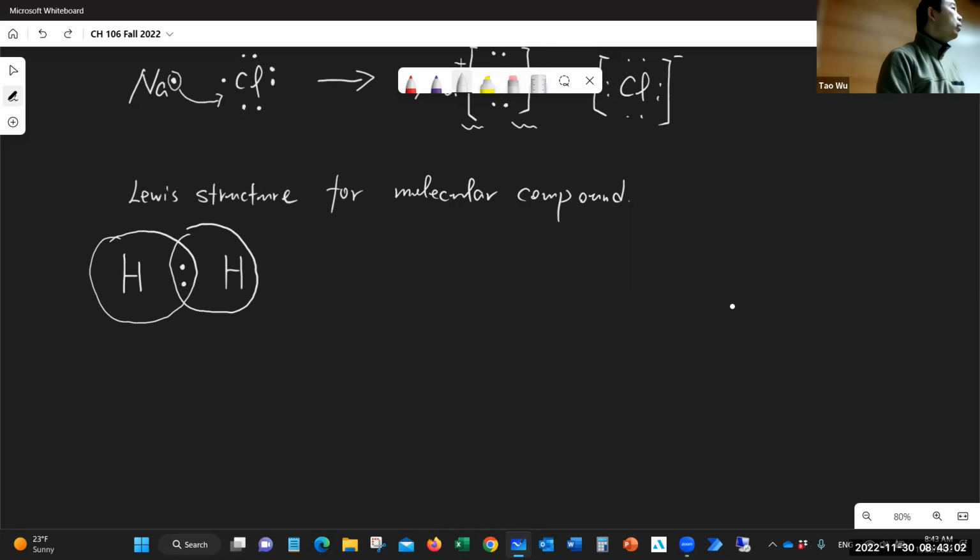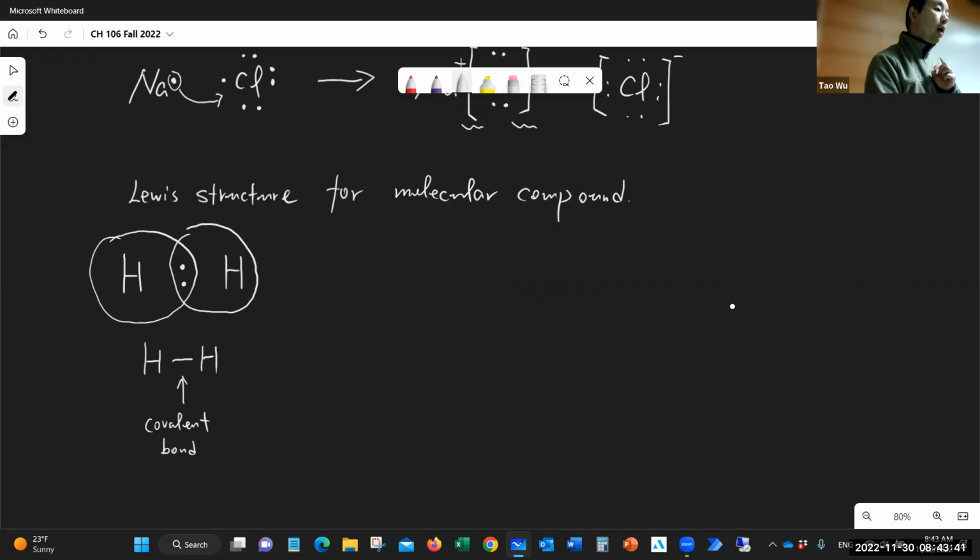And when we draw the Lewis structure, what happens? We draw the shared electrons as a bond, because the shared electrons are actually making a bond between those two atoms. The shared electrons are a link between those two atoms. They are sharing with each other. And this bond is called a covalent bond.